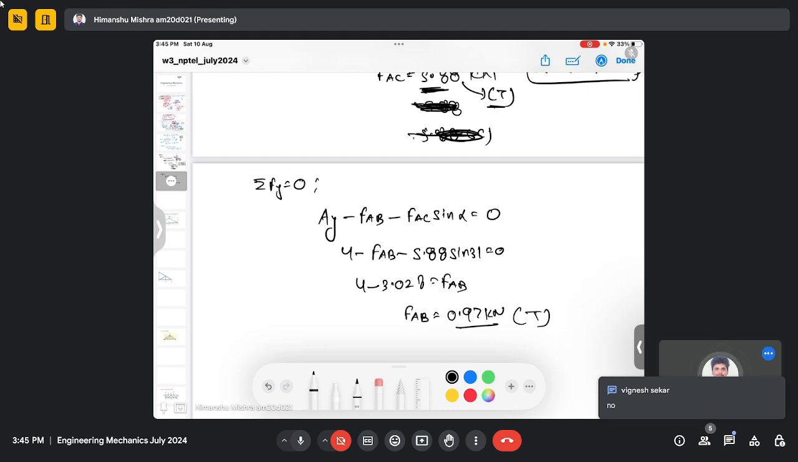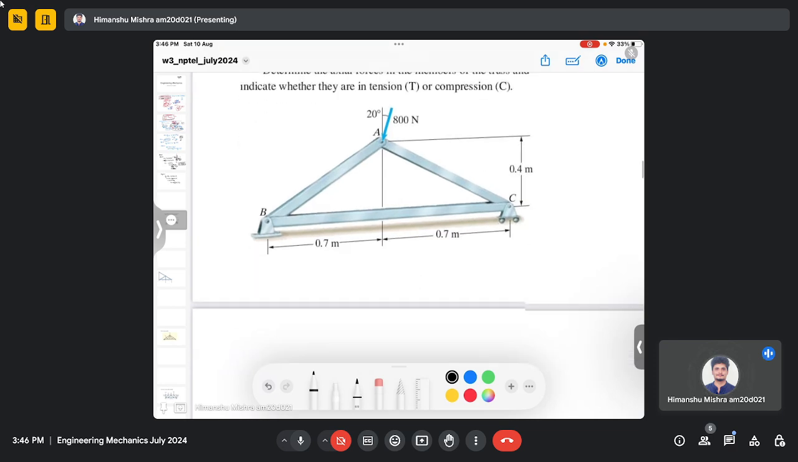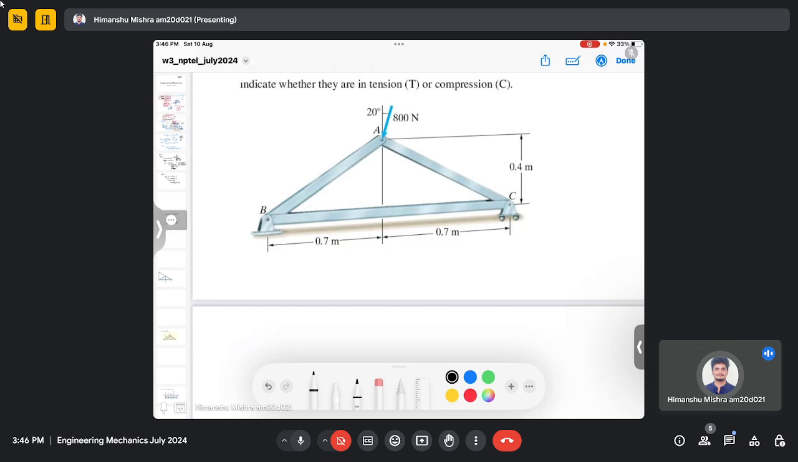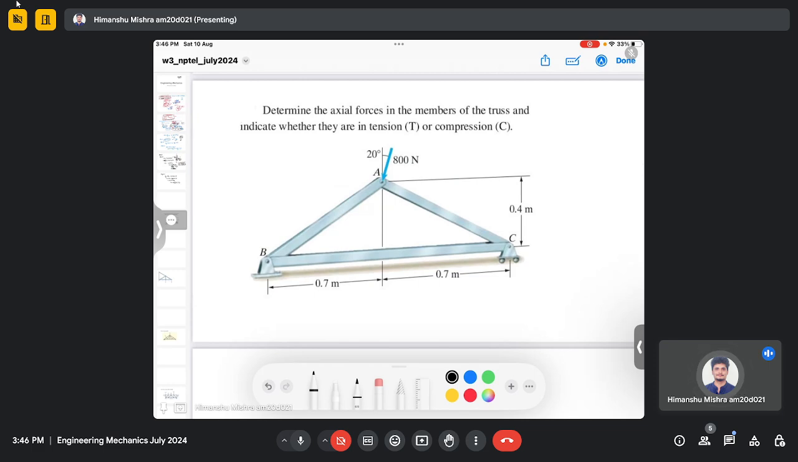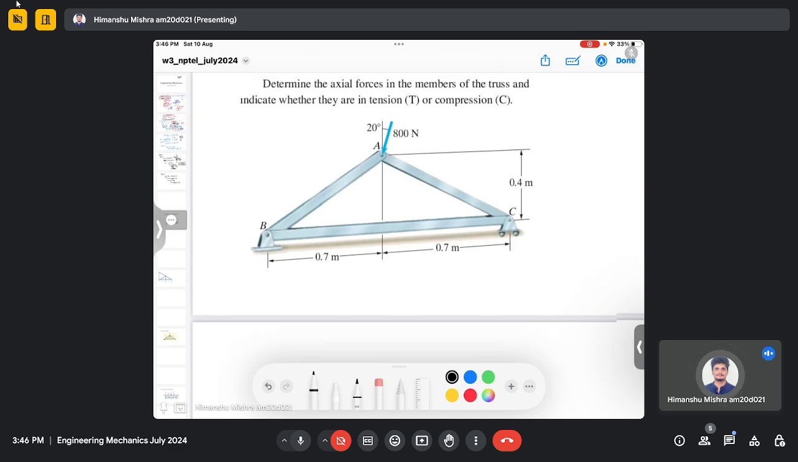Okay, so we can solve one more problem from the method of joint. This problem is also not very complicated. It's very easy algebra, and all we need to use is the force balance equation. So in this question, we need to determine the axial force in the members of the truss and indicate whether they are in tension or compression. So let's start with the joint A.